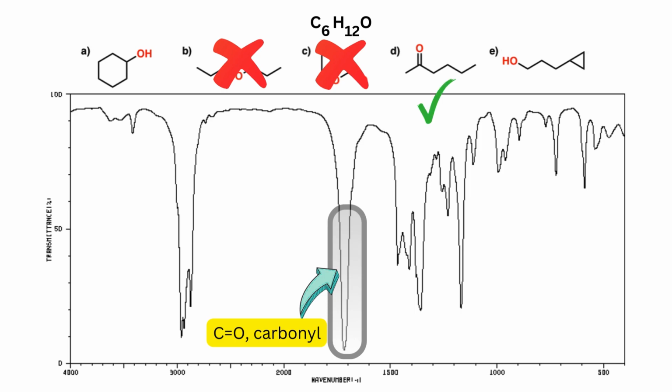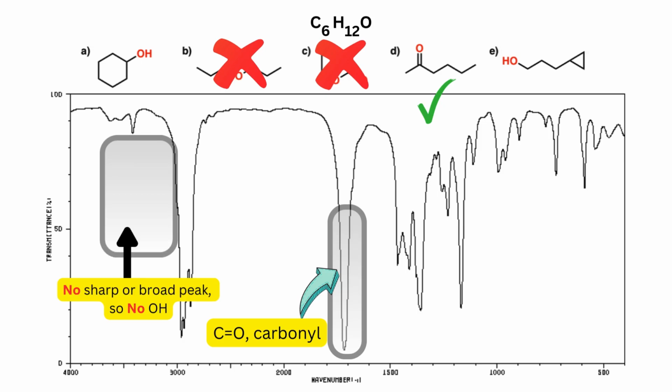Moreover, options A and E contain a hydroxyl OH group, but in the spectra there is no peak or band in this region, which means options A and E are out as they do not have a carbonyl group. So the remaining option is option D, and that is the answer.